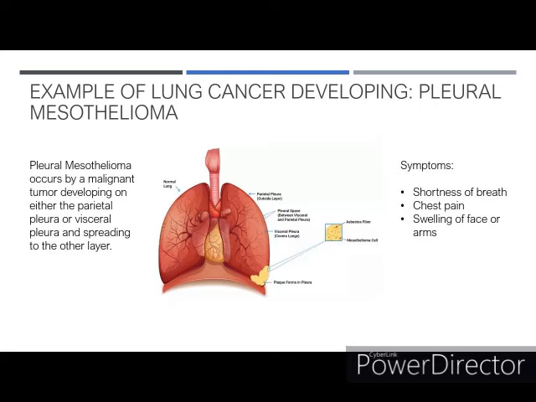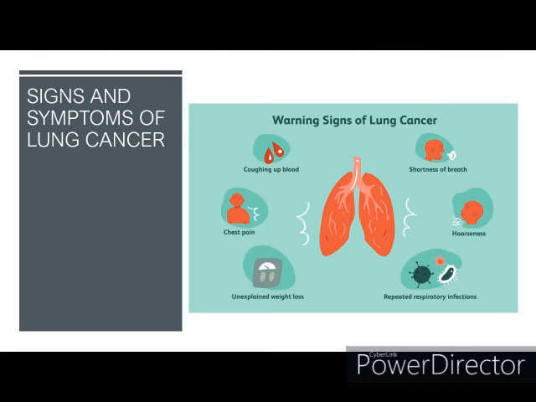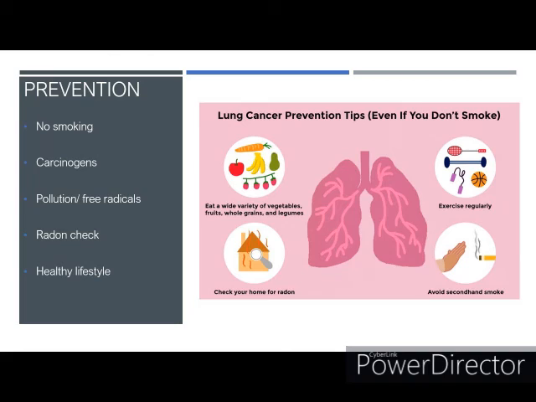As you can see in this picture, there is plaque formation and fluid on the right side of the lungs, compared to the normal lungs on the left side having no plaque formation visible. The uncontrolled growth throughout the lung will lead to shortness of breath, chest pain, and swelling on the face or arms. So there are a lot of symptoms associated with lung cancer. Some of these can be confused with the common cold and flu, so it's important to seek medical attention if any of these persist.